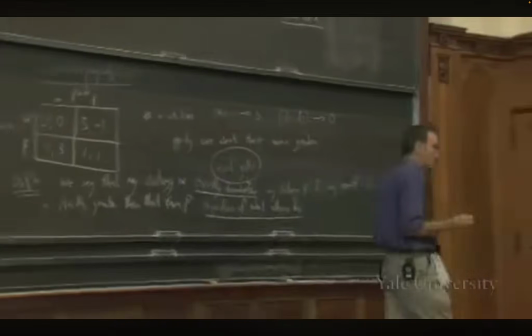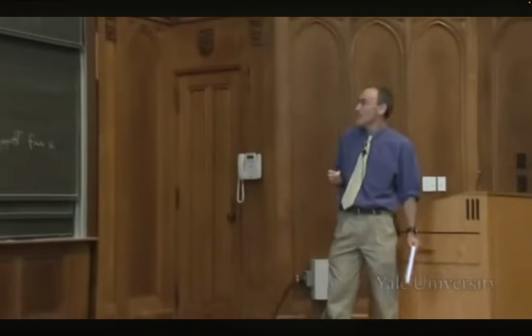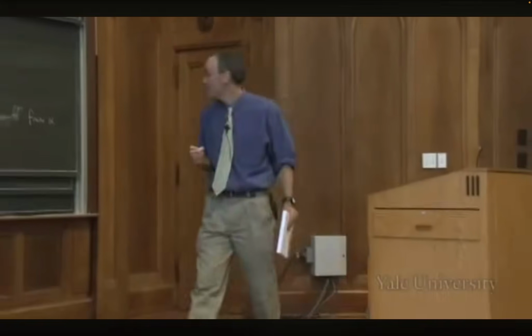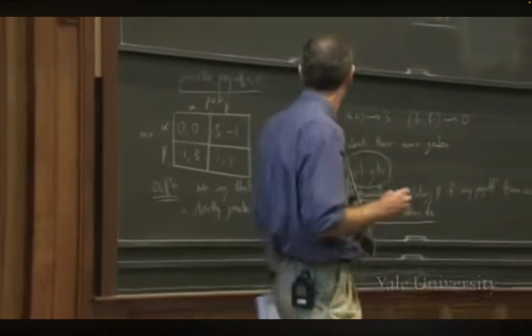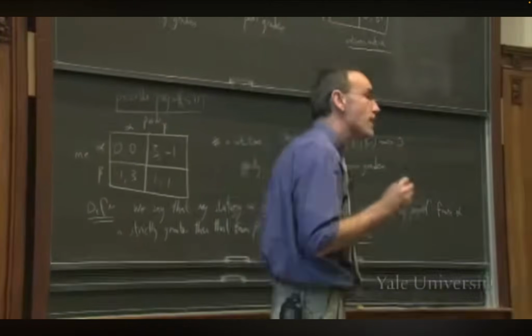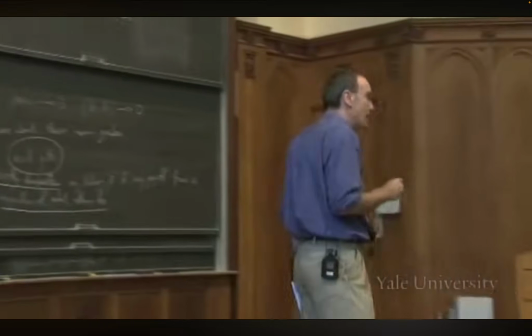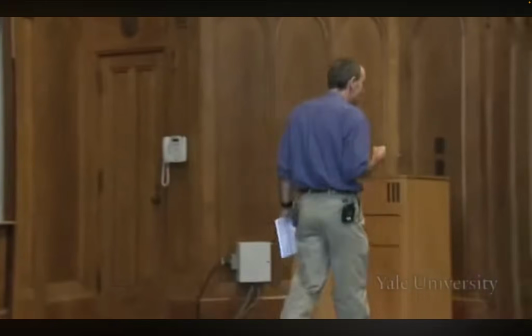Regardless of what others do. So let me just read that back. We say that my strategy alpha strictly dominates my strategy beta if my payoff from alpha is strictly greater than that from beta, regardless of what others do. Now, it's by no means my main aim in this class to teach you jargon. But a few bits of jargon are going to be helpful in allowing the conversation to move forward, and this is certainly one. All right.